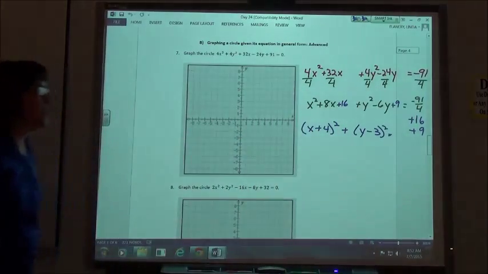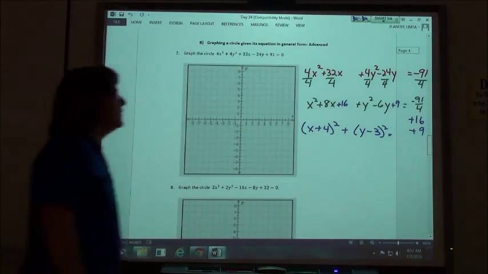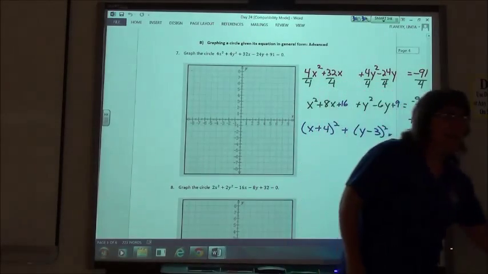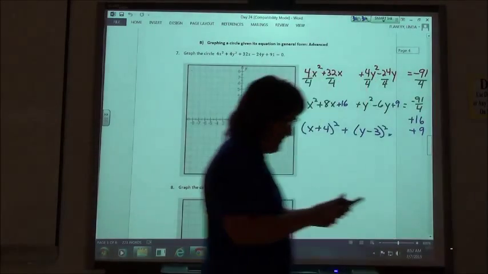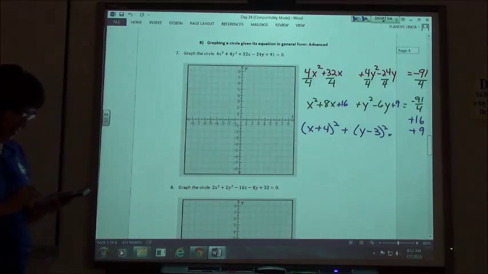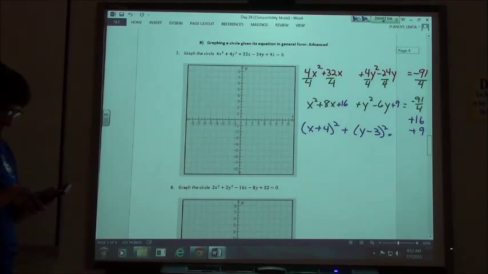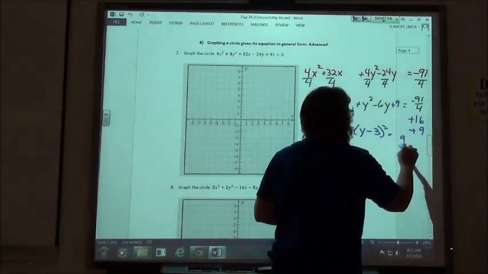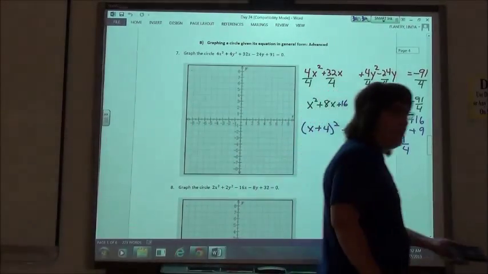And then I've got to do my adding and subtracting. I'd probably just grab my calculator, otherwise you've got to make your common denominator 4. So if I do negative 91 fourths plus my 16 plus my 9, and I change it to an improper fraction, I'm going to end up with 9 fourths.